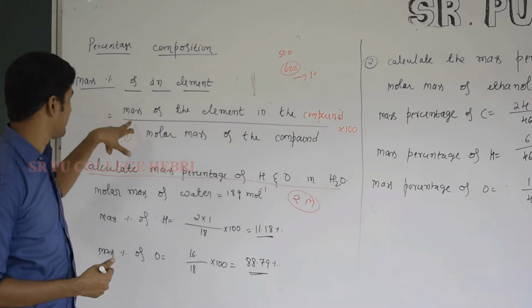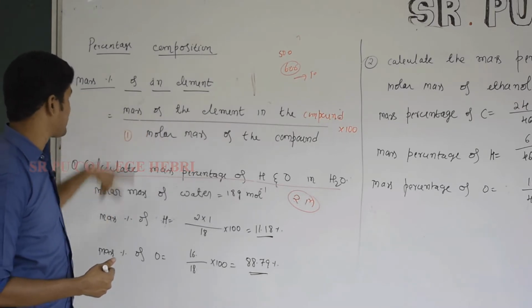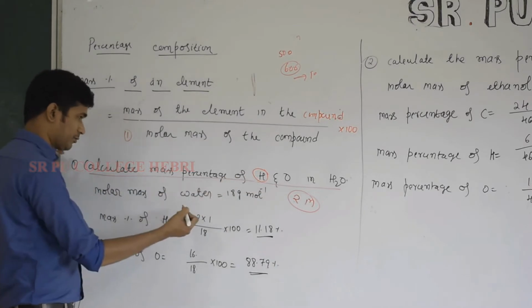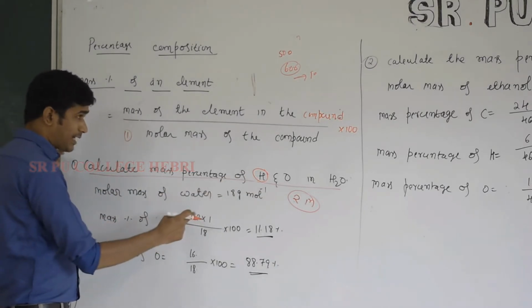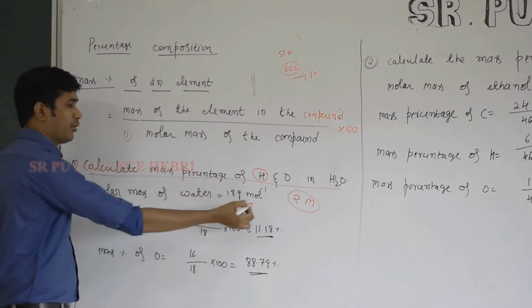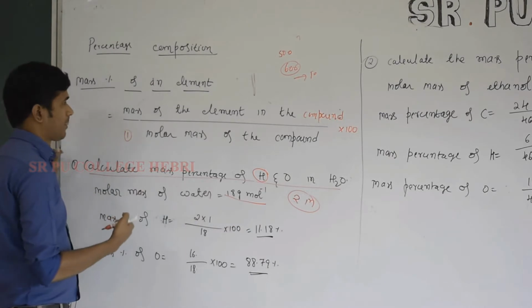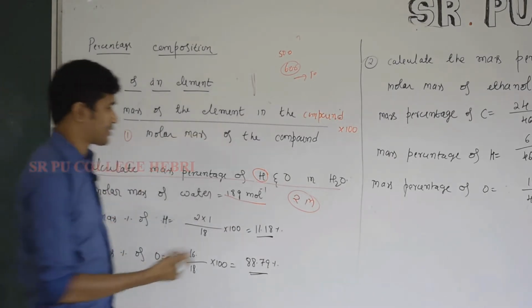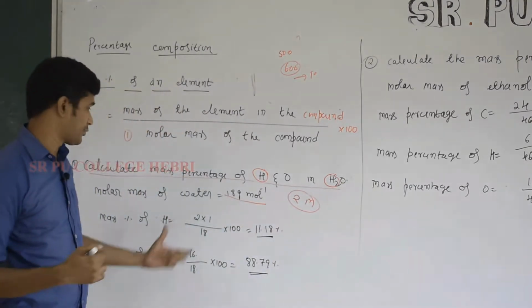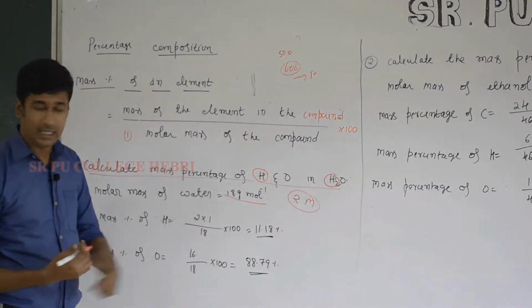I'll write the formula. Here it is already written. First I will calculate the mass percentage of hydrogen, which is equal to the mass of the element in the compound divided by the molar mass of the compound into 100. What is the molar mass of water? It's 18 gram per mole. So the mass of the element in H2O: there are 2 hydrogen atoms. So it is 2 into 1 divided by 18 into 100.